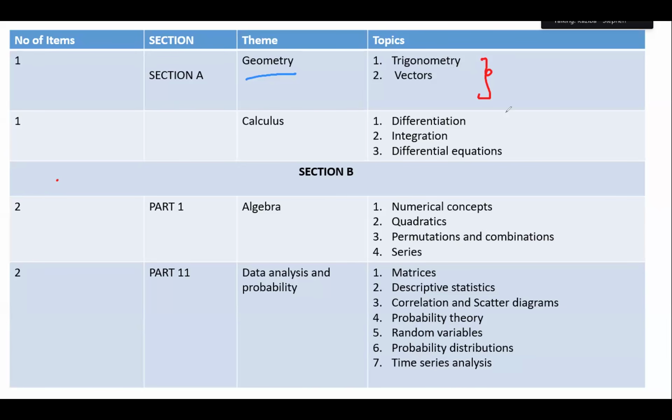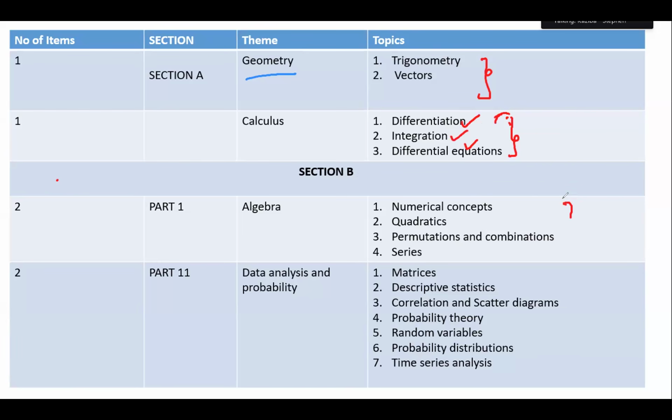Then the second is about calculus. Calculus is where you learned about differentiation, integration, and differential equations. Now, this is one item. You're going to be finding one item, but that one item will involve the issues concerning differentiation, integration, and then the differential equations. Then when it comes to section B, it is going to have also 2 parts.